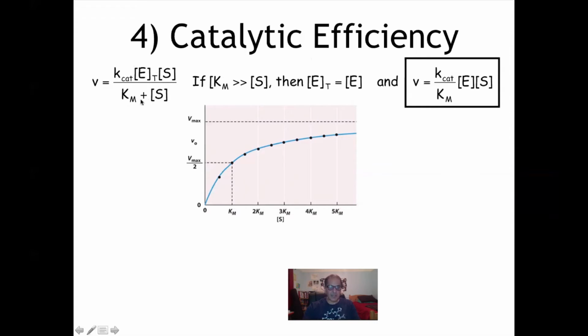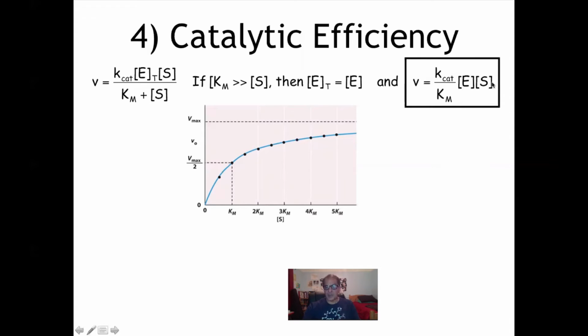The other simplification we can make under these conditions is that we can ignore the substrate concentration in the denominator because it's so much smaller than the Km. Therefore, this rate equation simplifies to the velocity of the reaction equals kcat divided by Km times the enzyme concentration times the substrate concentration. This really is now in the form of a second order rate law. It tells us the rate at which the enzyme and the substrate react to produce products.